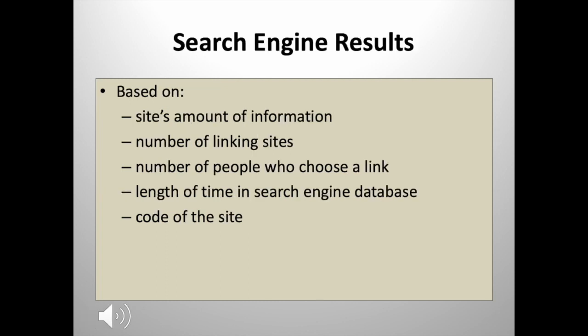Search engines do not necessarily list the best results first. In fact, they couldn't, because different people are looking for different types of things when they enter keywords into search engines. Which pages search engines list and the order in which they are listed is based on a number of factors, including the amount of information on the site, the number of other sites that link to it, the number of people who select that link when searching, the length of time that the site has been listed in the search engine database, and the code of the site.